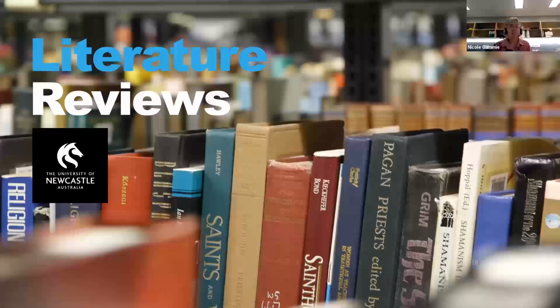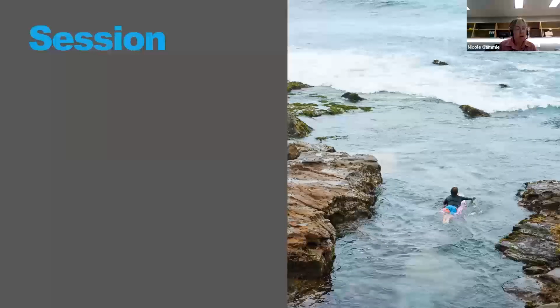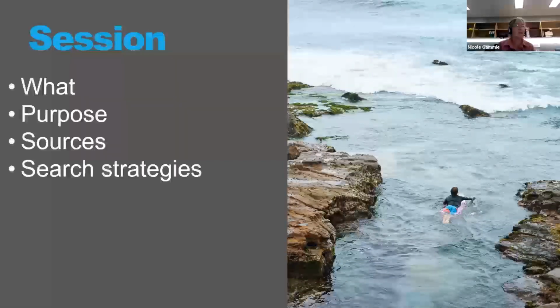So today I'd like to run through a little bit about literature reviews. We're going to cover a range of things, a lot of which you will find in the library LibGuide, and I'll post those links or some suggestions for other help options at the end of the presentation. We're going to look at what a literature review is, the purpose of doing a literature review, besides the fact that your lecturer has asked you to do it, where you might find some information to help you with your literature review, and what sort of search strategies you might want to think about in terms of finding good information.